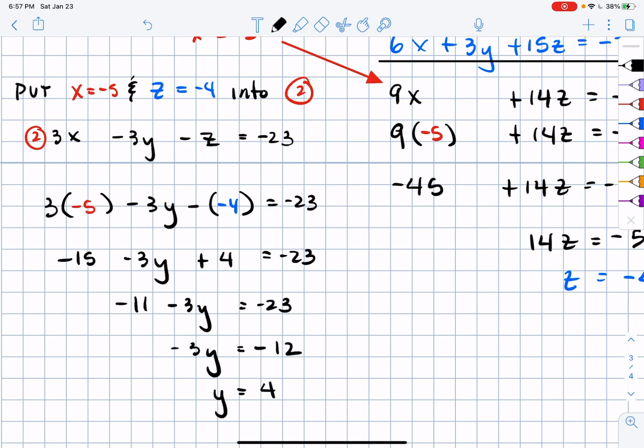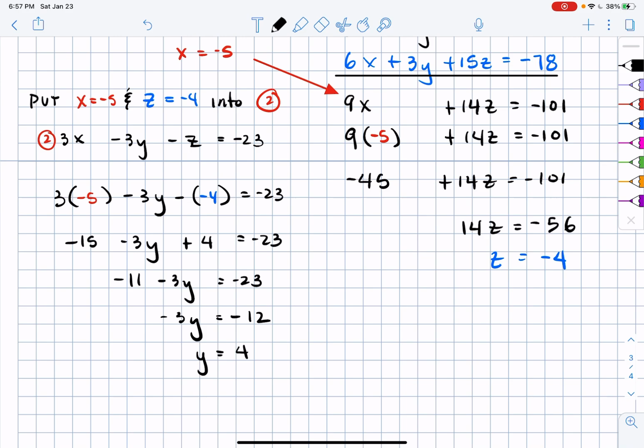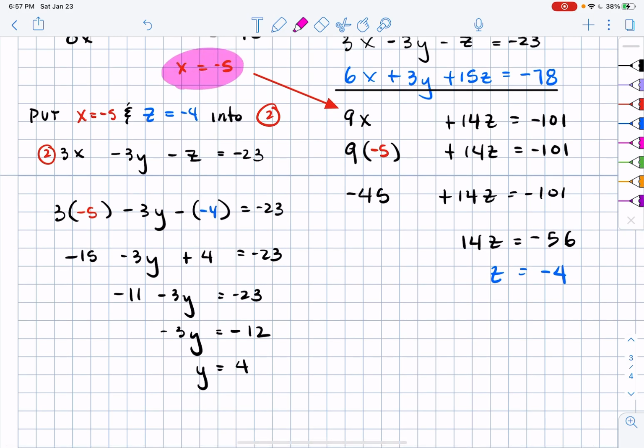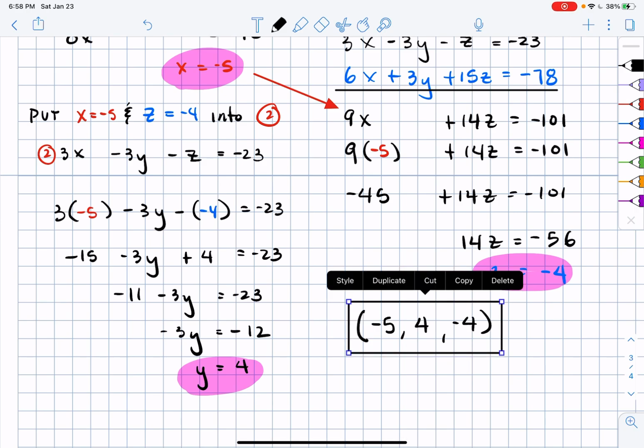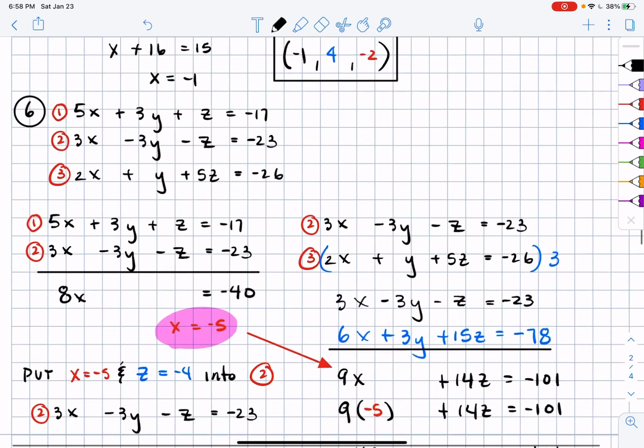All right, so I got my x, my y, and my z. My final answer is going to be negative 5, comma 4, comma negative 4. And that again is also a point on a graph, except it's a 3-dimensional graph. So there goes that answer, and that was number 6.